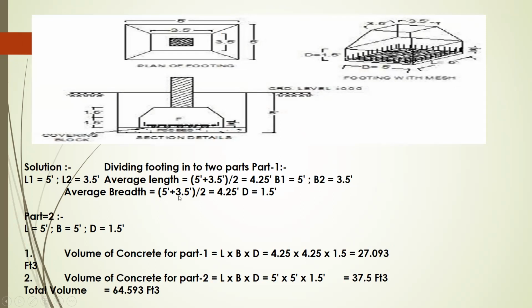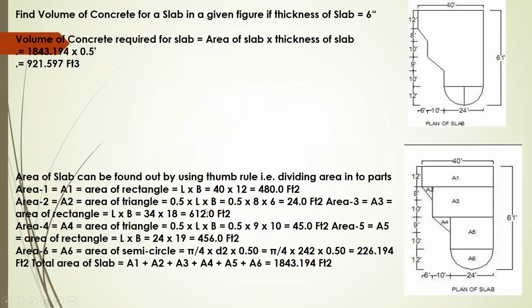Average breadth is equal to (5 + 3.5) divided by 2, is equal to 4.25. D is equal to 1.5. Part 2: length 5, breadth 5, depth is 1.5. Volume of part 1 is length into breadth into depth, 4.25 into 4.25 into 1.5, which is 27.093. Volume of concreting for part 2 will be 37.58. Total volume will be 64.593 cubic meter.